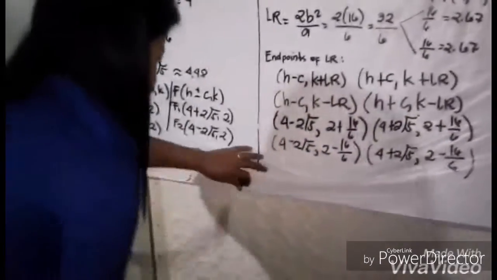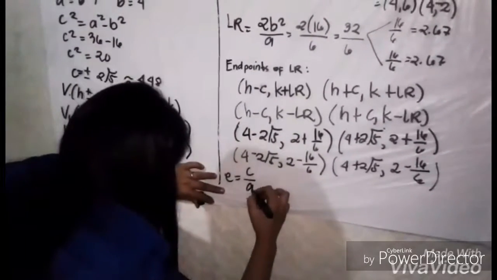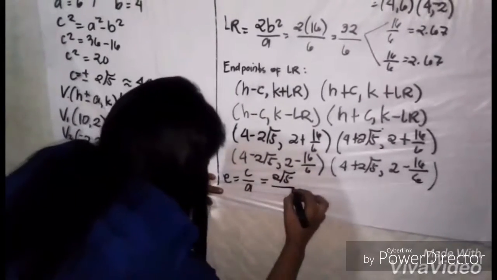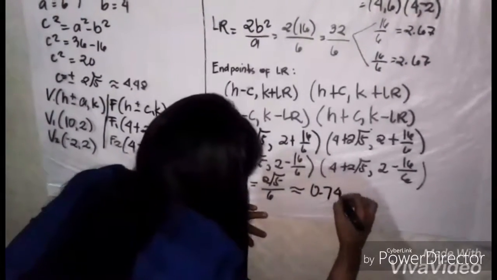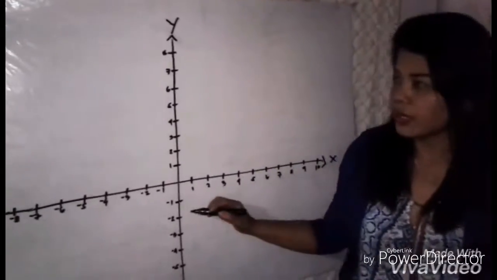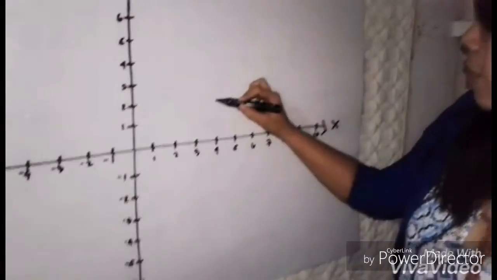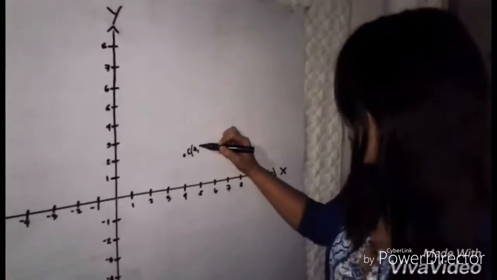To find our eccentricity, we have c over a. Substituting, we have 2 square root of 5 over 6, approximately 0.74. Now let us sketch our graph. By sketching our graph, we first need to locate our center. Our center here is (4, 2), so this is our center.